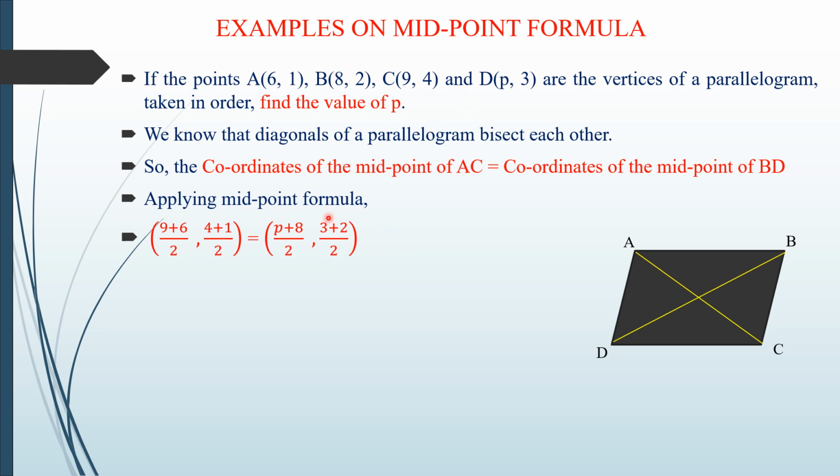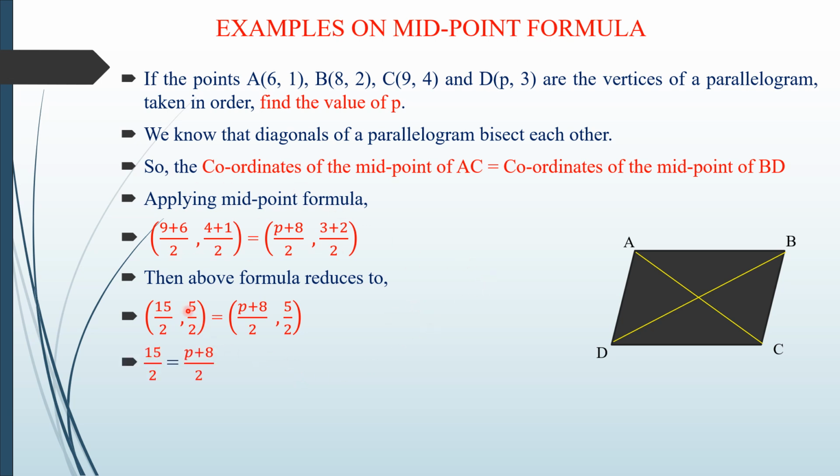When we substitute all the values here, for AC, x1 I'll take as 9, x2 as 6, then y1 as 4, y2 as 1. This I have substituted. Similarly, for BD here, it is P plus 8, then 3 plus 2, divided by 2. Therefore, the above formula, when I simplify this, looks something like this. Here, equating x coordinate to x coordinate, we can see that the y coordinates are already the same.